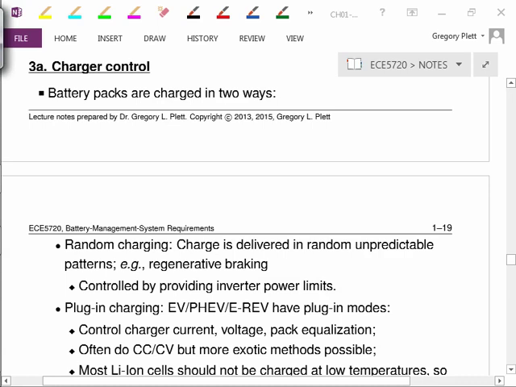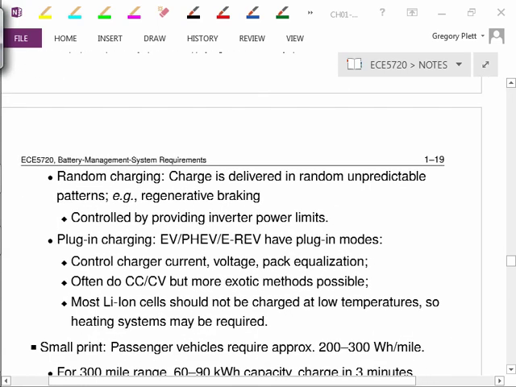Battery packs are charged in at least two ways. One of them is random charging, and by that I mean we're driving down the road and the user taps the brakes and we have an opportunity to recover some energy, and we do so and charge the battery pack a little bit. We call that regenerative braking. This is not something that the battery management system schedules in any way. The battery management system has no idea this is about to happen. Most of the time the user doesn't know it's about to happen either. Maybe not quite true. So the user hits the brakes, we get some charge. This is random and unpredictable patterns.